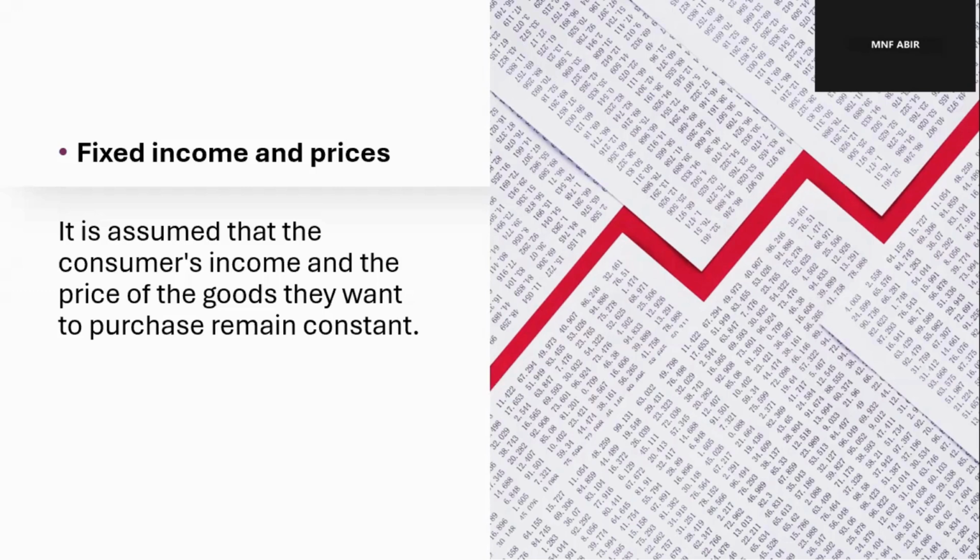If both remain constant, the consumer can buy at most 10 chocolates, and we can study how utility changes as each chocolate is consumed. But if suddenly the price drops to 5 taka or income rises to 150 taka, the consumer's choices will change. The law may not hold in the same way. Therefore, the assumption of fixed income and prices ensures that the analysis of utility and consumer behavior is done in a stable environment, focusing only on satisfaction gained from consumption.